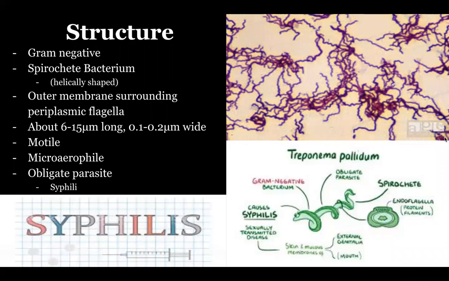Treponema pallidum is a gram-negative spirochete bacterium containing DNA that is about 6 to 15 micrometers long and about 0.1 to 0.2 micrometers wide, and is motile using its flagella kept within the periplasmic space within the membrane. This organism is a microaerophile that uses the process of fermentation but can tolerate low levels of oxygen. This organism is also an obligate parasite that invades your body through unprotected sexual activity and causes a sexually transmitted disease, or STD, referred to as syphilis.